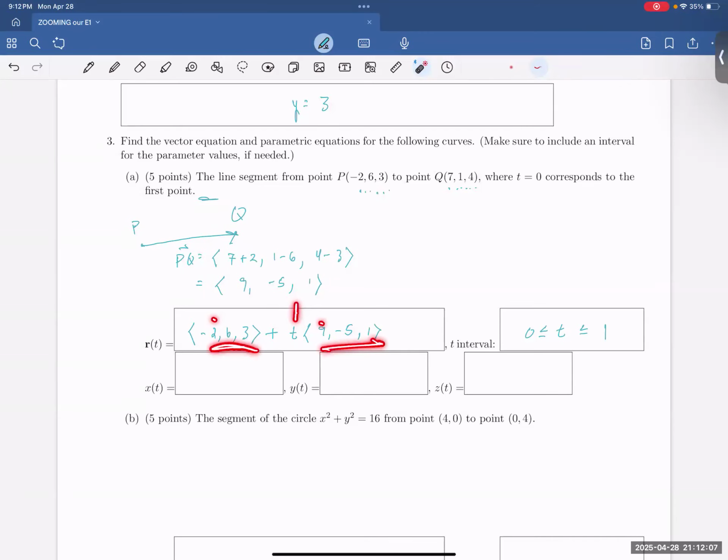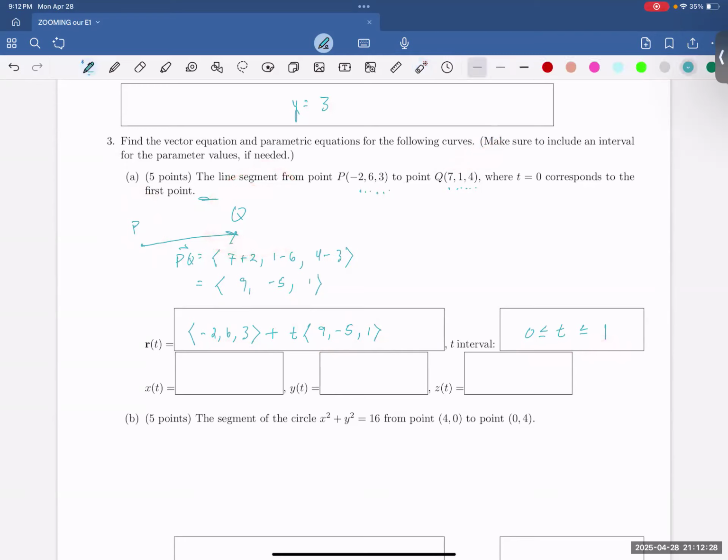Let's check. If you plug in a 1 for t, then that'll be this vector plus this vector. That'll be 9, and -2 is 7. And -5 and 6 is 1, and 1 and 3 is 4. It gives you point Q at time 1. So start time is 0. That puts you at point P. End time is 1. That puts you at point Q.